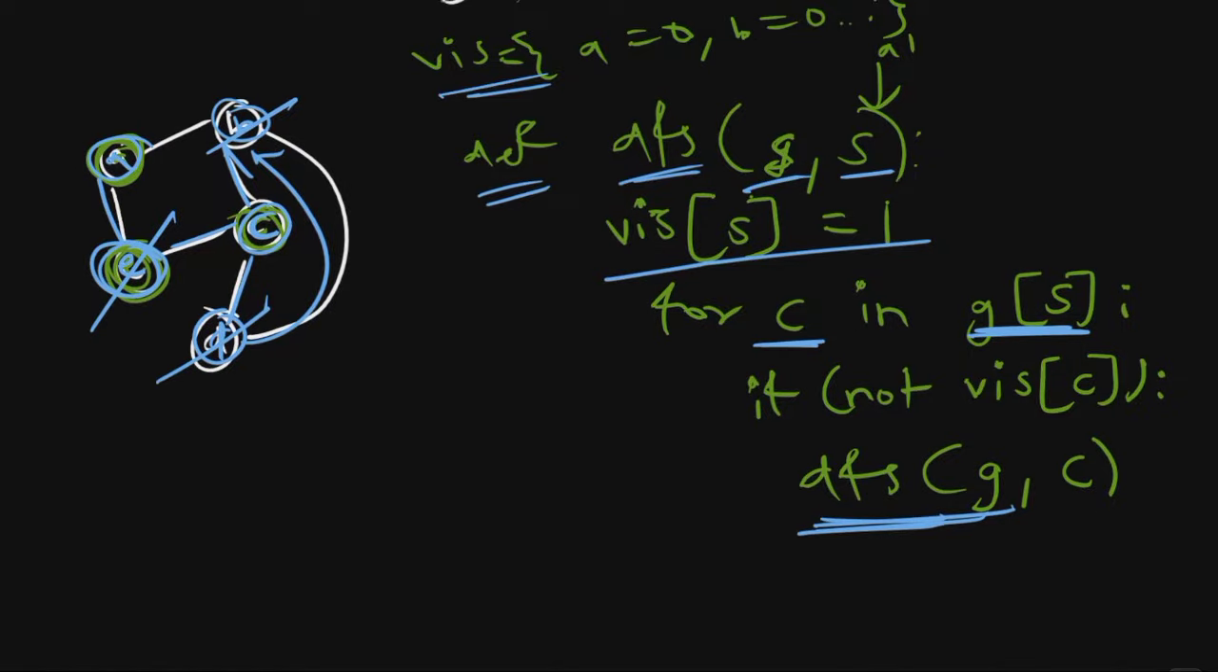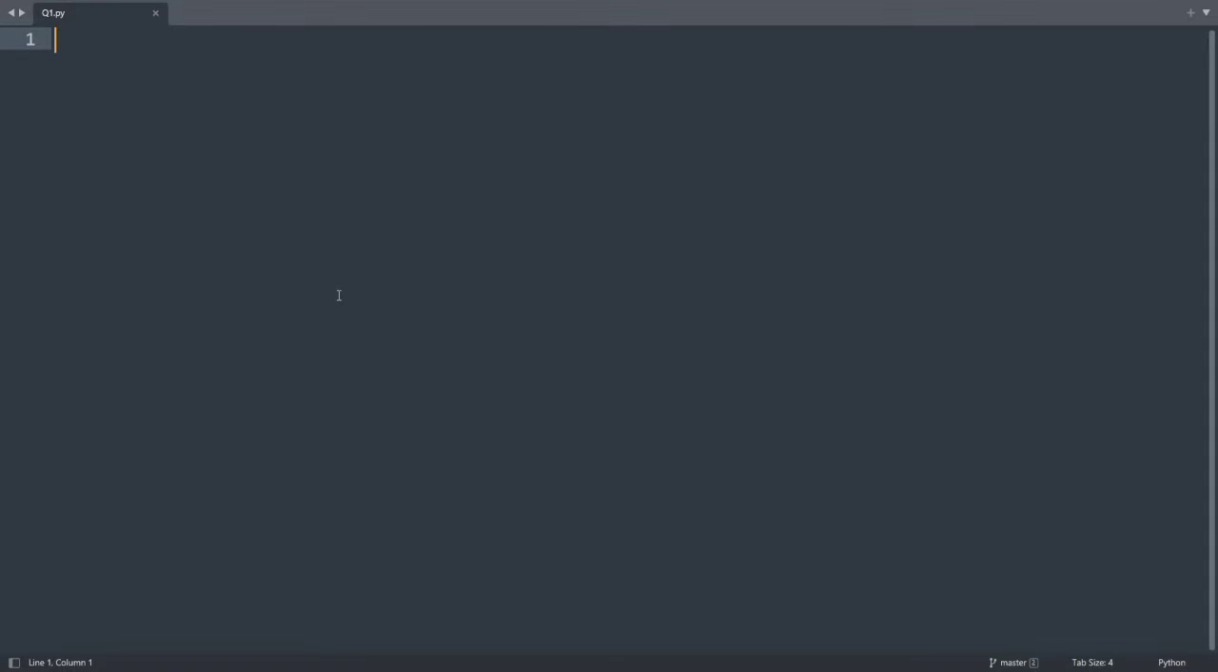So let's just quickly program this. So let's just start with the programming. So here, let's just take a direct input of the graph. So I will have a graph. So let's say 0 is connected to 1 and 2.